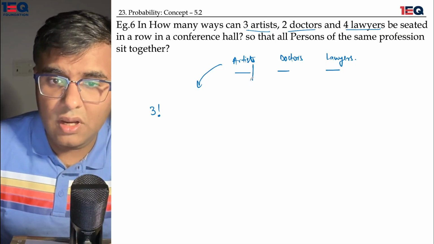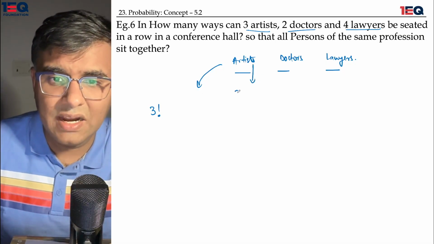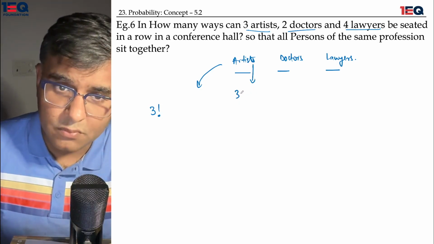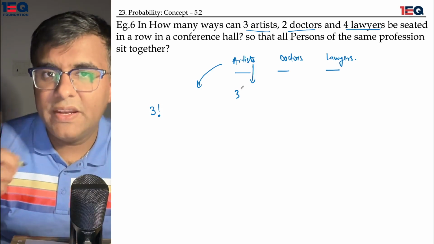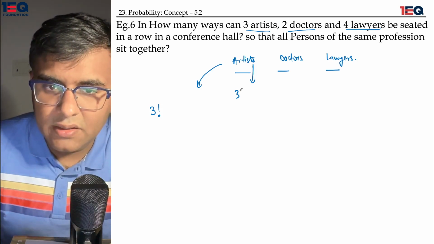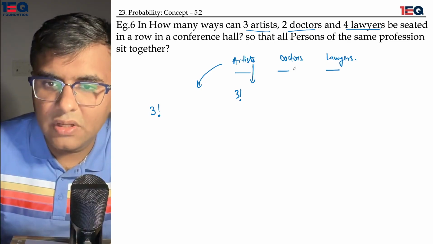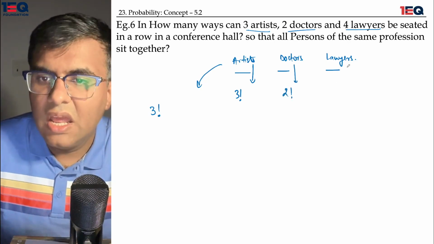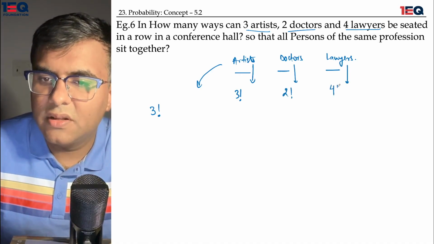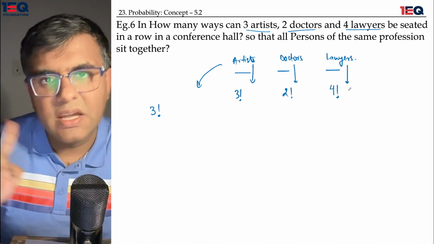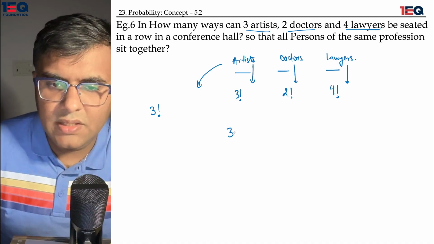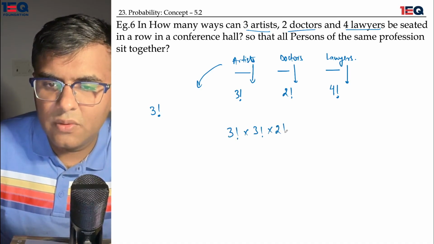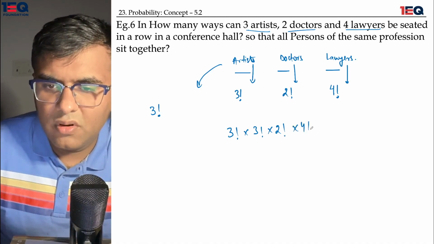Then talking about artists. Inside artists, there are 3 people already. So these 3 people would have an internal rotation. So that internal rotation would call for another 3 factorial. For the 2 doctors, they would have another internal rotation calling for 2 factorial. And for the 4 lawyers, there would be an internal rotation of 4 factorial, which will create a rotation between them. So my answer would be 3 factorial into 3 factorial into 2 factorial into 4 factorial.